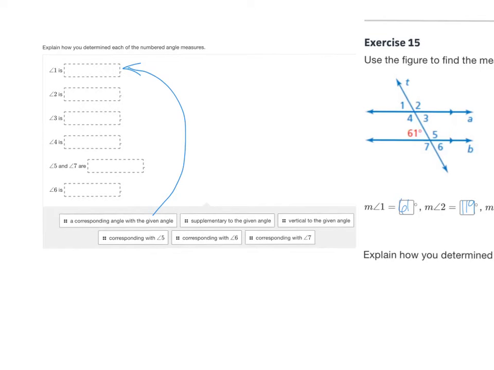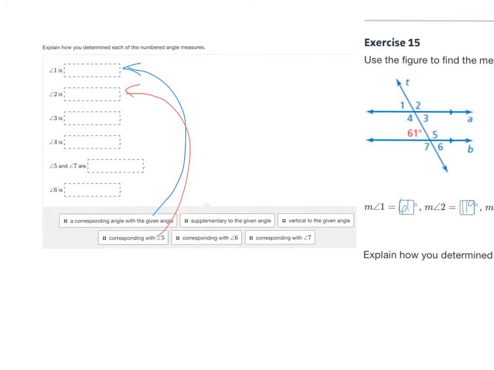Now let's take a look at angle 2. If we look at where angle 2 is, I notice that 2 and 5 are in corresponding positions, right? So the measure of angle 2 corresponds with angle 5. Let me change my colors here. So corresponding with number 5 is going to be number 2. And remember, corresponding means in the same position.